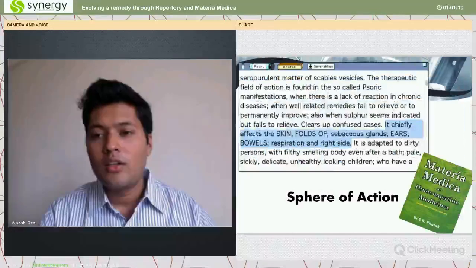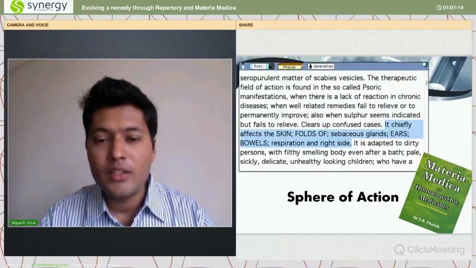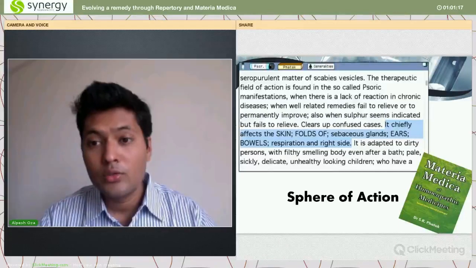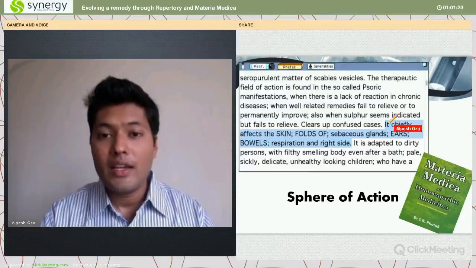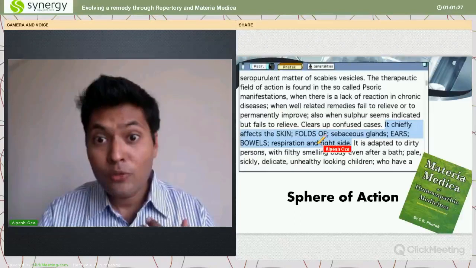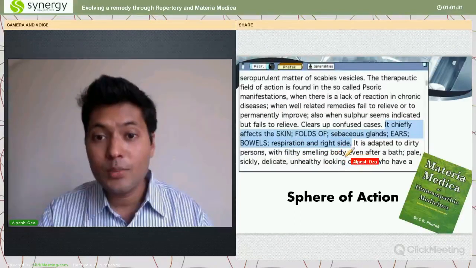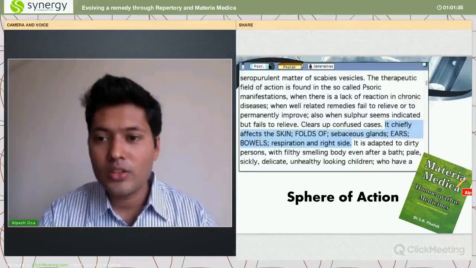Now let us understand the main sphere of action of Psorinum. So we see in Phatak's Materia Medica it is given that it chiefly affects the skin, especially the folds of skin, sebaceous gland, ears, bowels, respiration, and so on. So that's the main sphere of action of Psorinum.